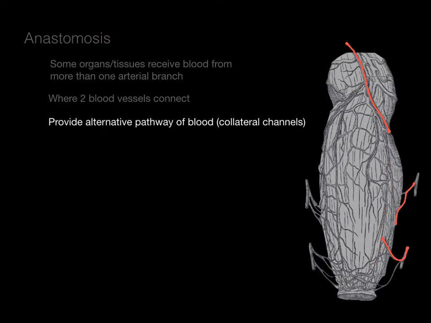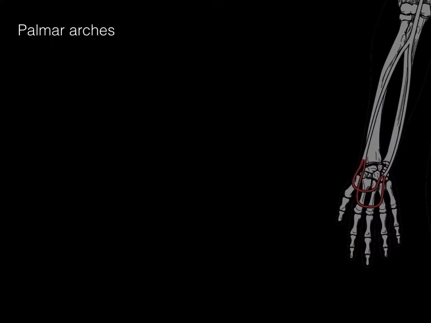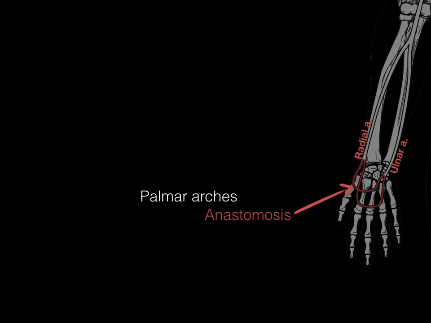And this is really good. So, for example, let's say we block that middle rectal artery. And so no blood can flow from this artery. Well, these anastomotic channels can help supply that middle part of the rectum because of those anastomotic connections. Now back to the palmar arches. Well, there's our radial artery and there's our ulnar artery. And those two arteries come together and make anastomotic connections, or anastomoses. That's what we call the palmar arches.